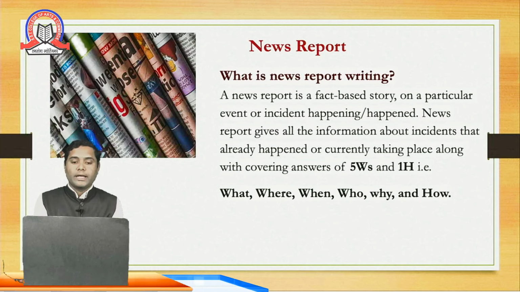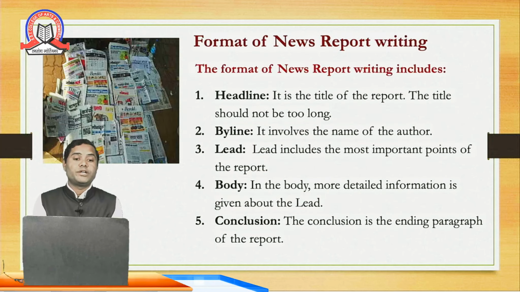A news report gives all the information about incidents that already happened or are currently taking place, along with covering the answers of 5 W's and 1 H. Now what are those 5 W's? 5 W stands for what, where, when, who, why, and 1 H, that is how. The answers of these 5 W's and 1 H should be written in the news report.